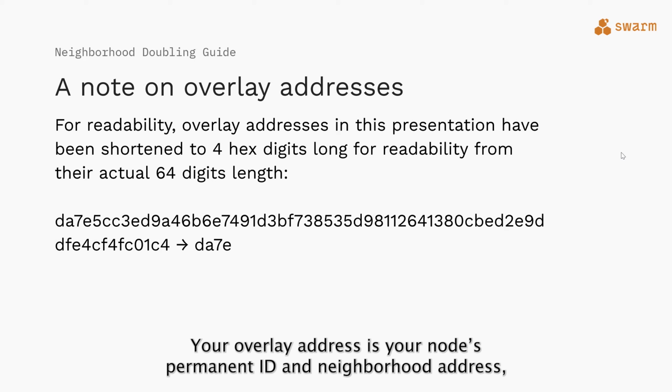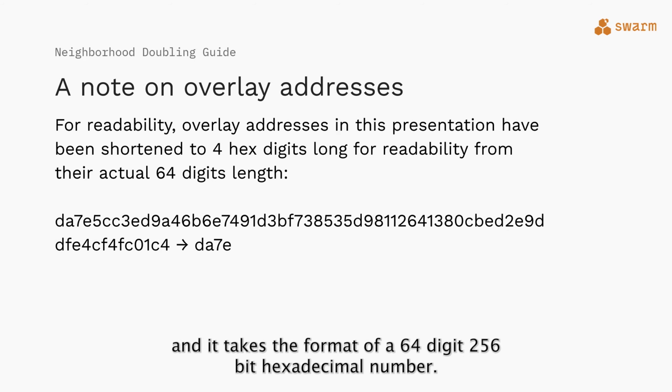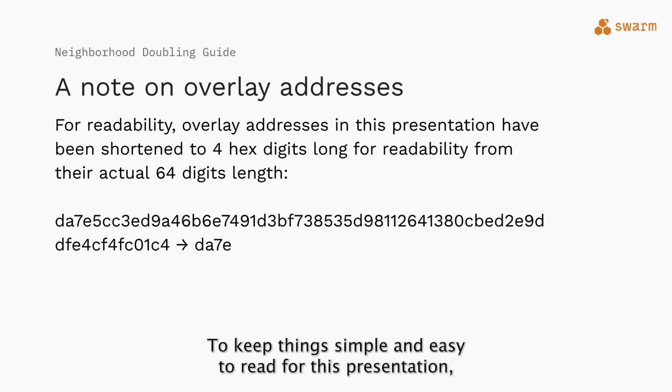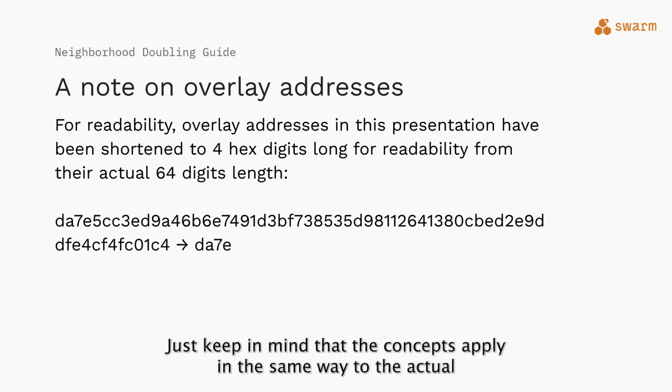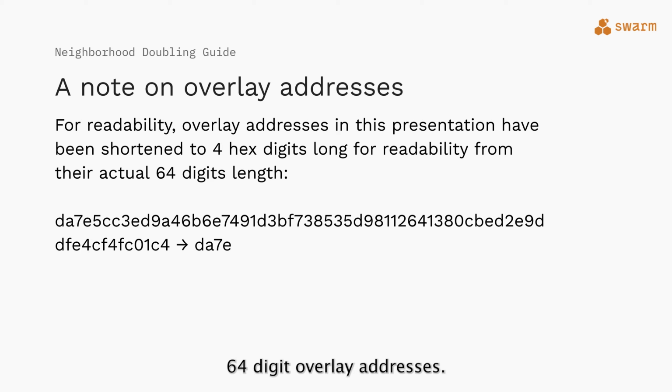In part 1, we need to first cover some basic information about neighborhoods in Swarm. Your overlay address is your node's permanent ID and neighborhood address, and it takes the format of a 64-digit, 256-bit hexadecimal number. To keep things simple and easy to read for this presentation, we are shortening all overlay addresses to their leading 4 digits only. Just keep in mind that the concepts apply in the same way to the actual 64-digit overlay addresses.